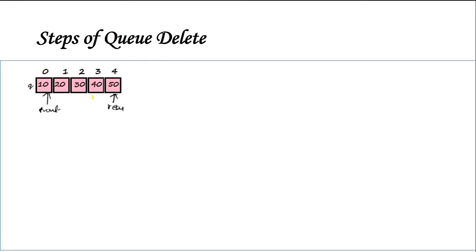Let us see the steps. Initially, suppose this is the queue you have. Now front is pointing to the 0th position and rear is pointing to the last position. Your queue is full now, right? Now I want to delete an element. Which element will be deleted first? It will delete the front element, right?